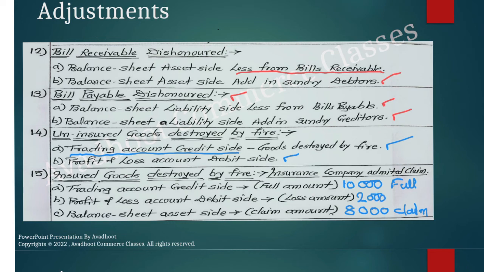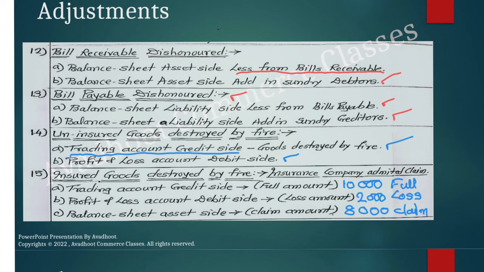That goes to the profit and loss account debit side. It is your loss, and that is two debits, one credit. One credit is given, 10,000, and you are giving two debits, 2,000 and 8,000. That is profit and loss account debit side and balance sheet asset side.